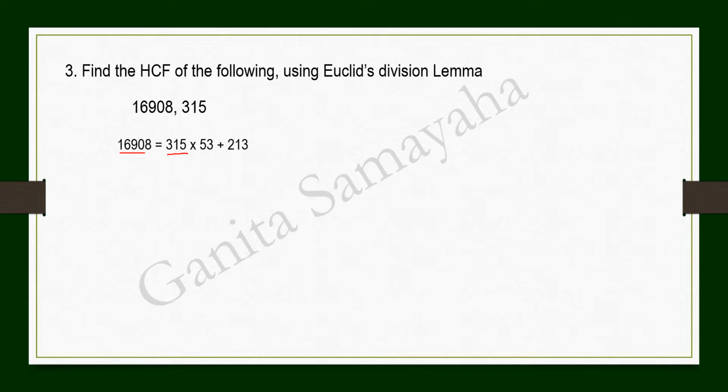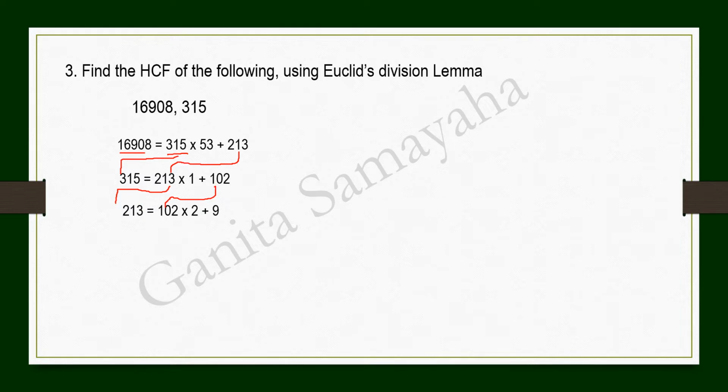So next step, what happens? Our 315 becomes our dividend and 213, the remainder, becomes the divisor. So we have 315 equal to 213 into 1 plus 102. 315 can be divided by 213 only once. Okay, children. Next, what is the next step? Again, our divisor becomes the dividend and the remainder becomes the divisor. Accordingly, we have 213 equal to 102 into 2 plus 9.